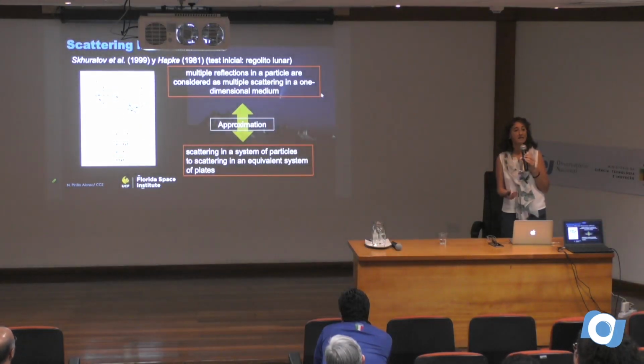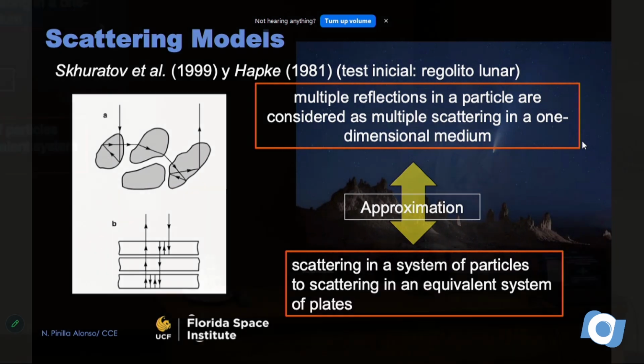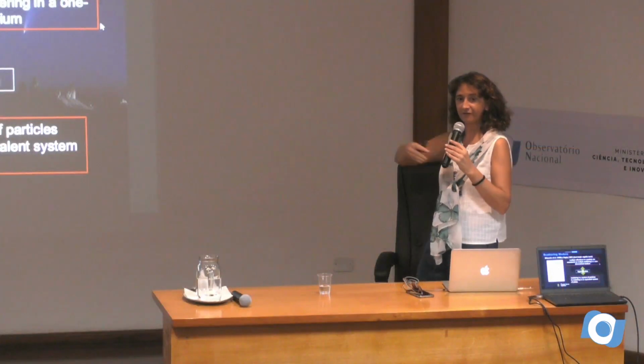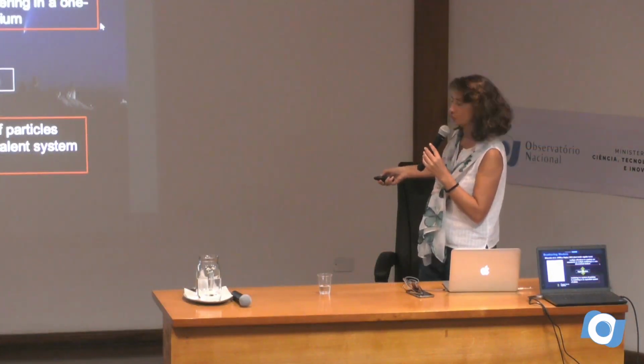What do I mean when I say models? Models are the way we have to get the recipe for the surface of these bodies. And what do these models do? They study the albedo of an object, the light that you receive after it passes through different scattering and reflection processes in multi-particle surfaces.